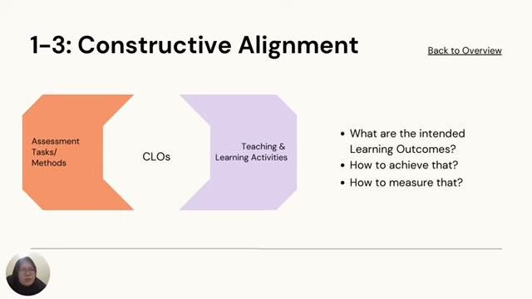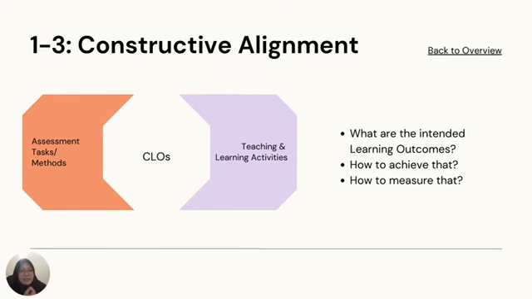Now we will go to the first step to plan our assessment, which is constructive alignment, where we must align the intended course learning outcome with the assessment tasks and methods, as well as the teaching and learning activities. First, we must know the intended learning outcomes of the subject. Second, we must know how to achieve that intended learning outcome, which is basically the activities that we will be doing in order to achieve it.